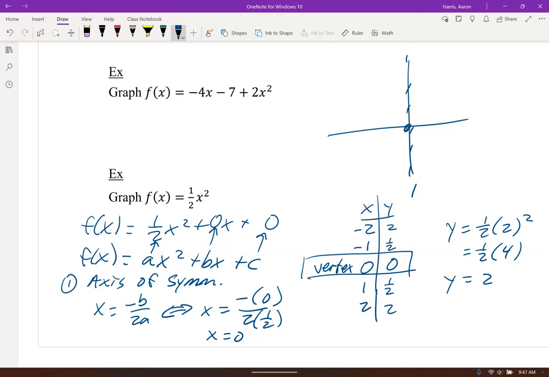And so you got these points 0, 0, 1, I'm only up halfway. 2, comma 2, and so on. And you kind of got this graph there, 1/2 x squared, and you could again check that with your Desmos.